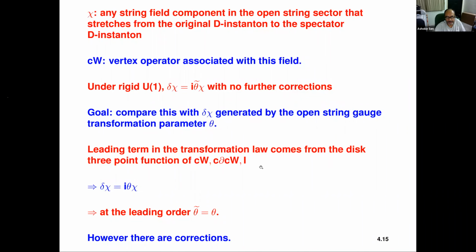So the leading term is just this 3-point function. In fact, this basically reduces to the 2-point function because I doesn't do anything, and that's just 1, up to normalization. And this gives delta chi equals i theta chi. So at the leading order, theta tilde is the same as theta. However, if you follow the open string gauge transformation laws, then at higher order there are corrections. This formula receives corrections at higher order, while this formula, of course, remains the same. And that's why we'll see that we need a field redefinition to take us from theta to theta tilde.